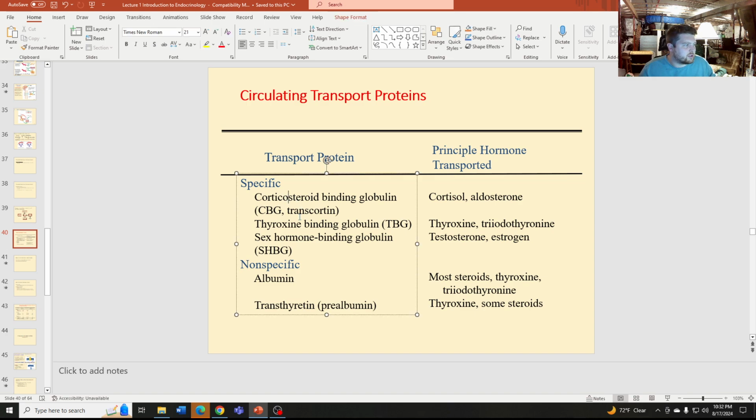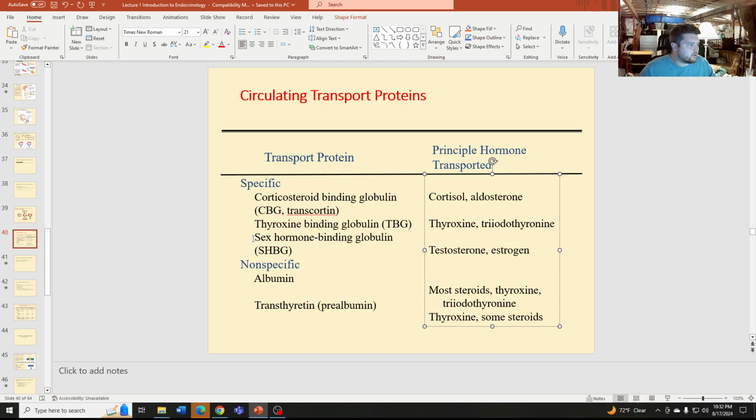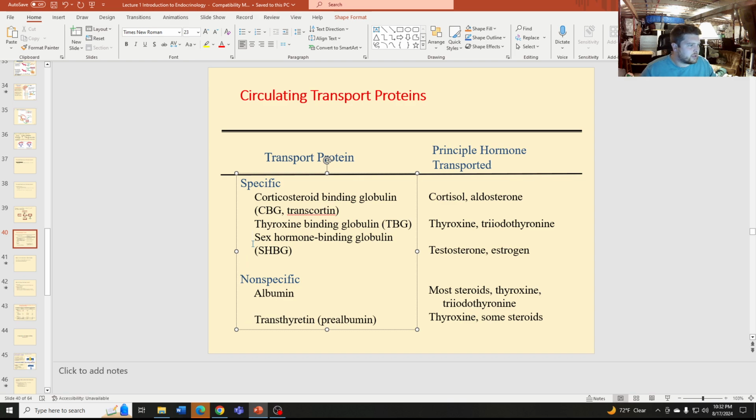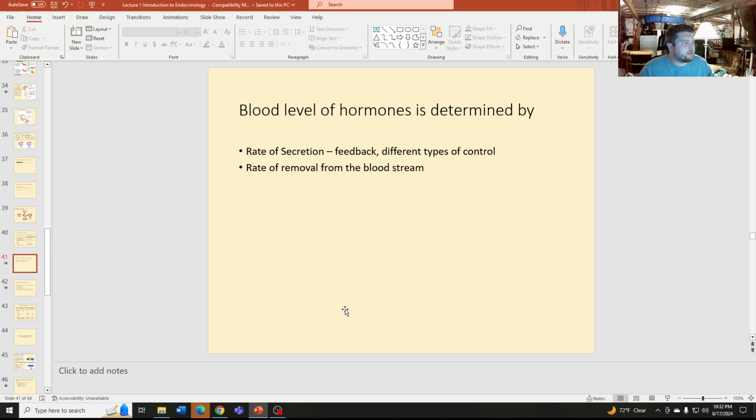Here are some of those specific transport proteins for those. These aren't tested on a bunch, but it's still good to know and kind of correlate these. So like the corticosteroid, cortisol, aldosterone, thyroxine binding globulin, thyroxine, triiodothyronine, and then the sex hormones, testosterone, estrogen. So it is relatively straightforward as far as like the naming goes. You should be able to recognize pretty easily which one it goes with what.